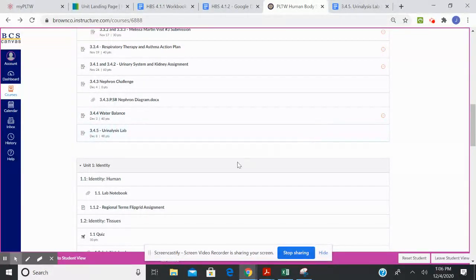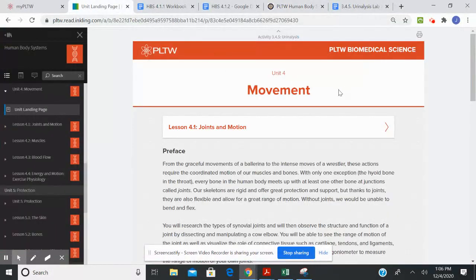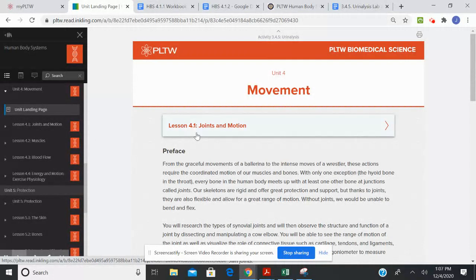Okay, so I do want to move though into the next section. And the next section is Unit 4. It's actually the next unit because we're done with power. So remember, Unit 1 was identity. Unit 2 is communication. Unit 3 is power. Unit 4 is movement. And so with movement, we get to talk about how the body moves and also how things move within the body, such as blood flow. But we're going to focus on muscles and joints in motion and exercise science with this as well. So the first lesson is 4.1, joints in motion.